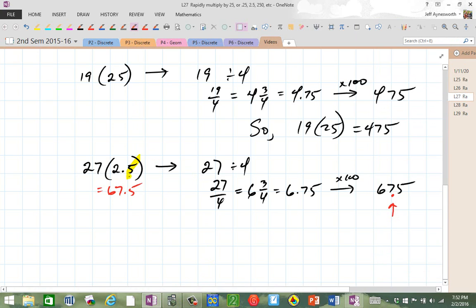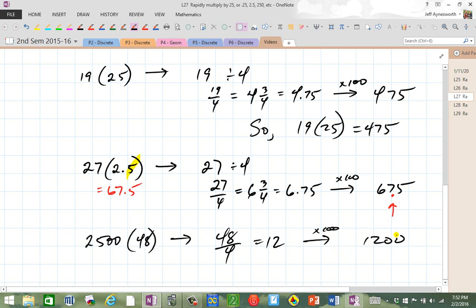But let's do not a decimal, but like either 250 or 2500. So let's take 2500, and multiply it by, oh, I don't know, 48. Okay, so here we go. 48 divided by 4 first, that's 12. Then you multiply it by 100, you get 1200. Now that can't be the answer. It's got to be way bigger. I mean, 48 times 2500, that's huge.